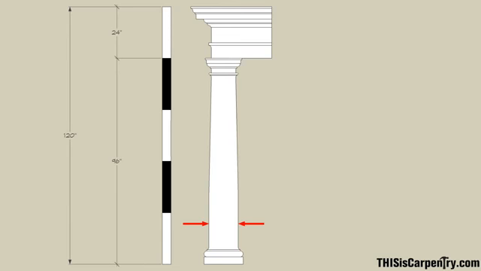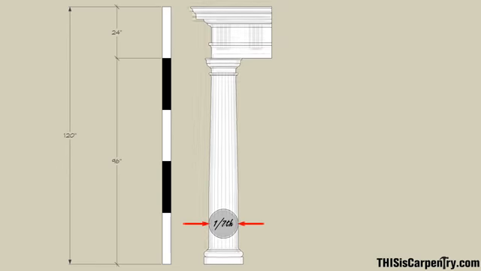In this Tuscan example, we know that the column is supposed to be 7 diameters tall. That's just another way of saying the column's diameter is 1/7 as wide as it is tall. When we divide the column height of 96 by 7, we get a base diameter of about 13 11/16.